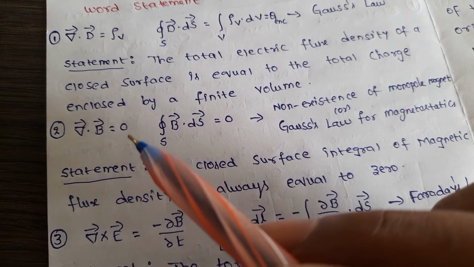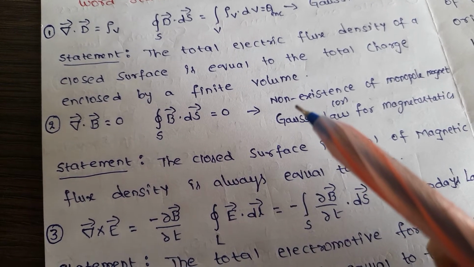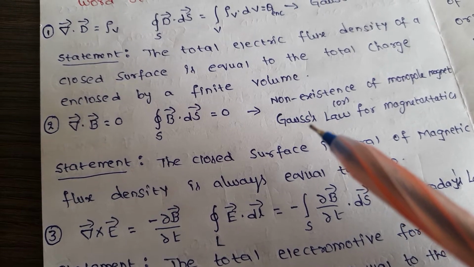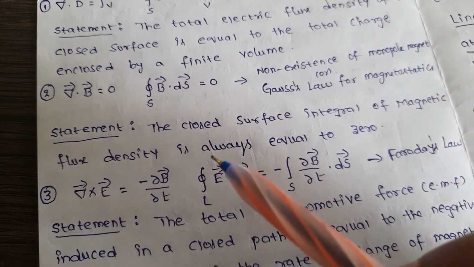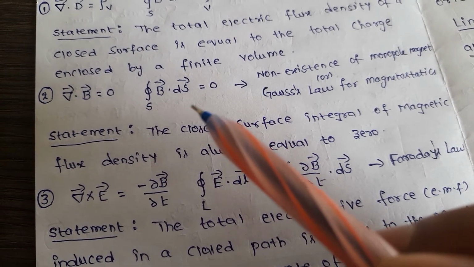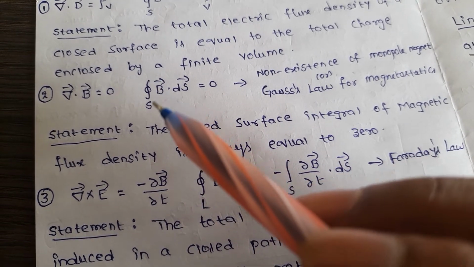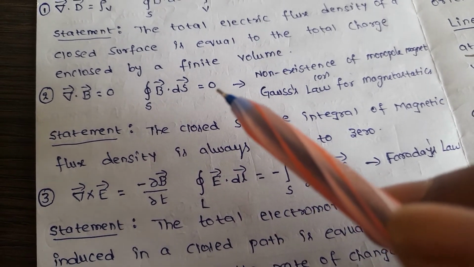This is the point form of the second Maxwell equation. This is the integral form of the second Maxwell's equation. It is due to the non-existence of monopole magnet, and don't forget, it can also be called Gauss law for magnetostatics. Now the statement. Once again I am repeating that the statement is going to be written based on the integral form. The closed surface integral of magnetic flux density is always equal to 0.